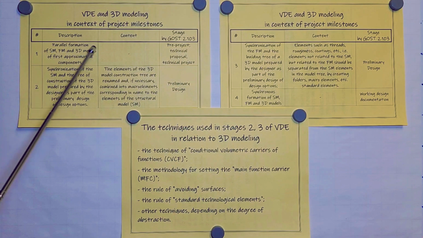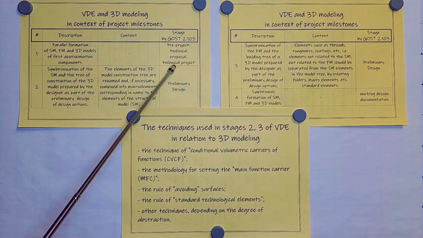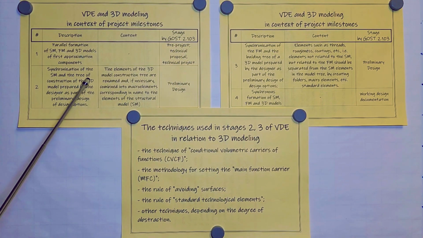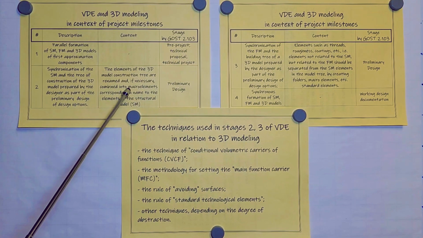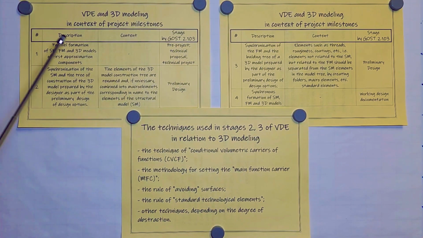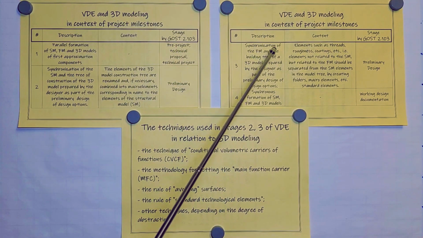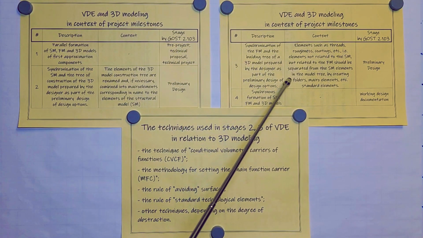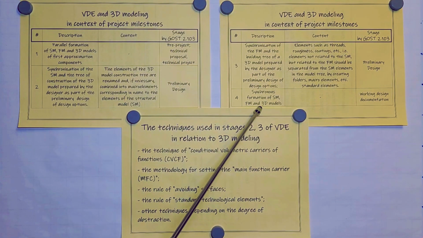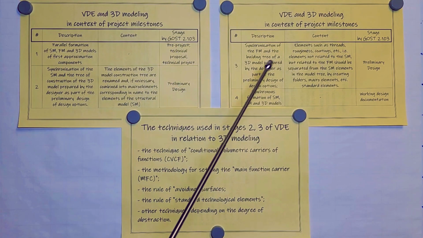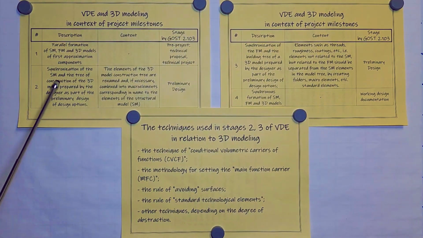The first, parallel formation of structural functional model and 3D models at this stage. The second, synchronization of a structural model and 3D model tree with the following content. Third, synchronization of functional model with following context and stage. And the last, synchronous formation of structural functional model and 3D models. I mean synchronous formation, not synchronization, but synchronous formation.